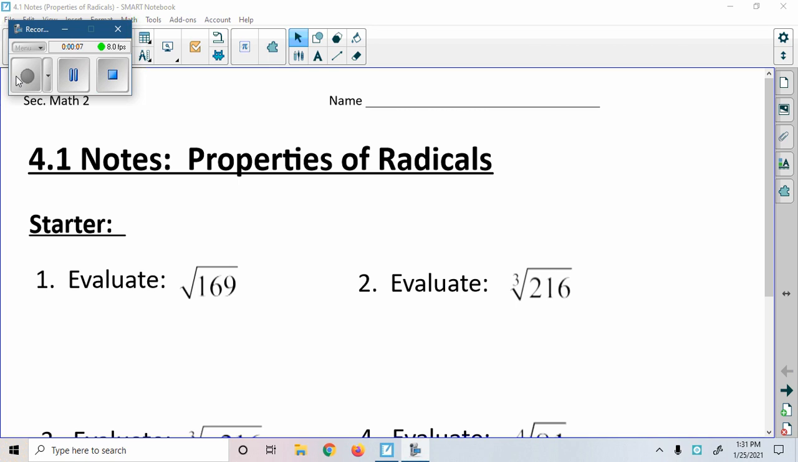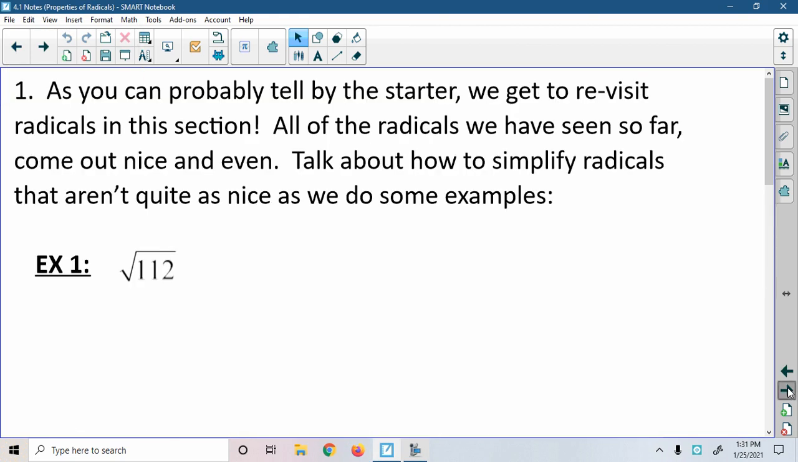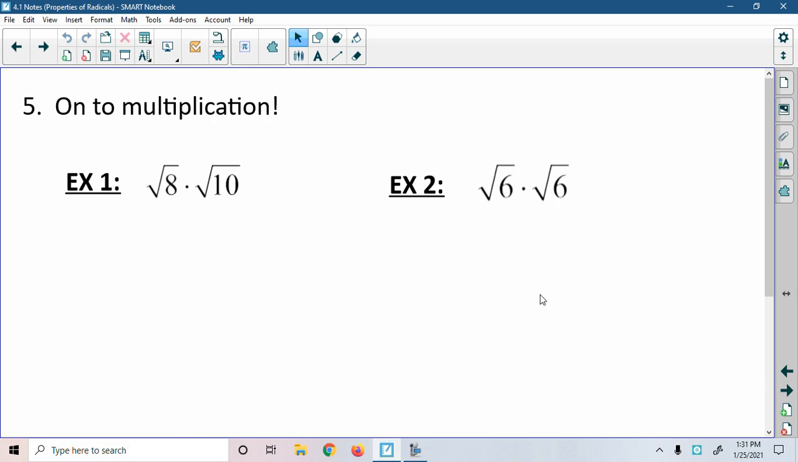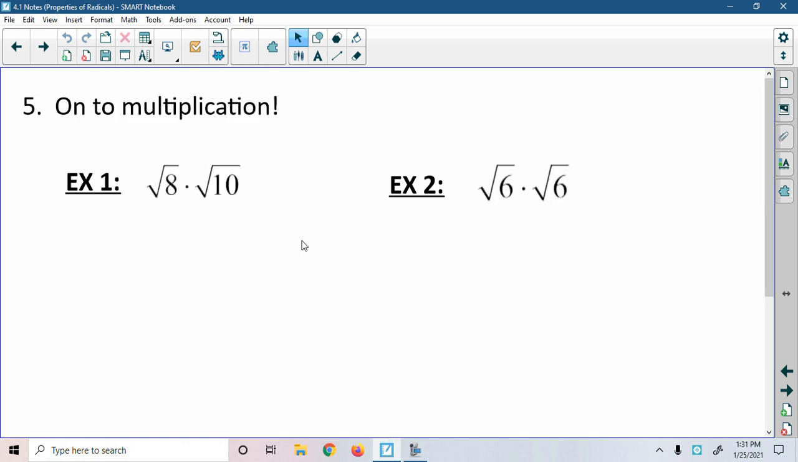We are finishing up section 4.1, Properties of Radicals. In the last video we started this section and I believe we made it to number 5. So that's where we'll pick up today. We need to talk about multiplying radicals today. So start out with a couple simple ones. It'll get a little crazier as we go along.